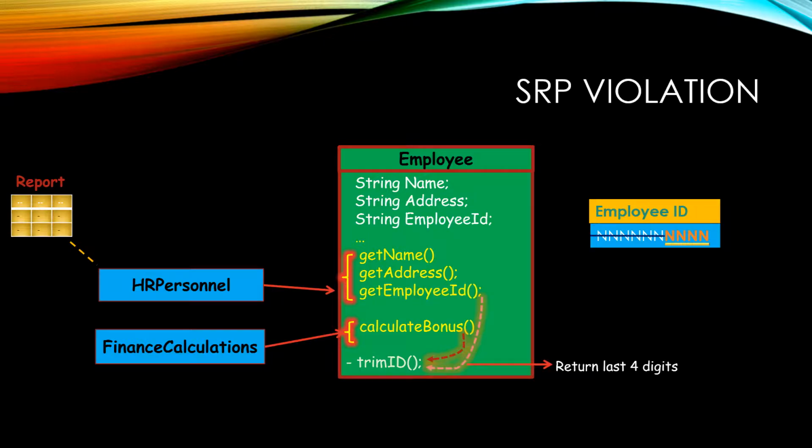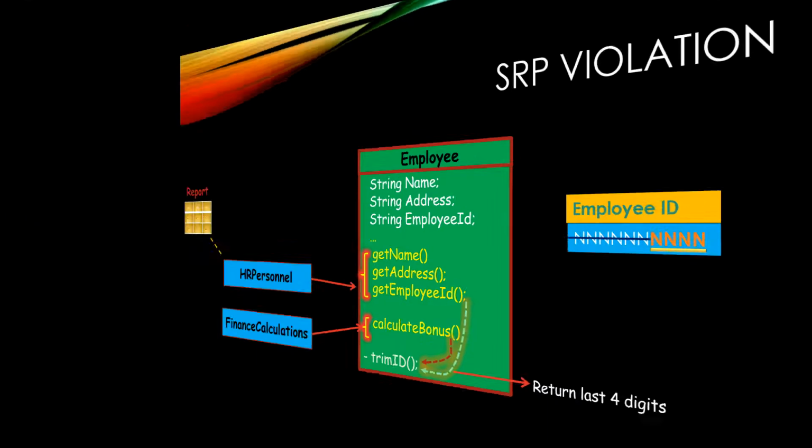The getEmployeeID simply uses the trimID method to return the last 4 digits of the employee ID. HR Personal uses this 4-digit employee ID along with other details to display them in its report. That was about why getEmployeeID needs to use the trimID function.